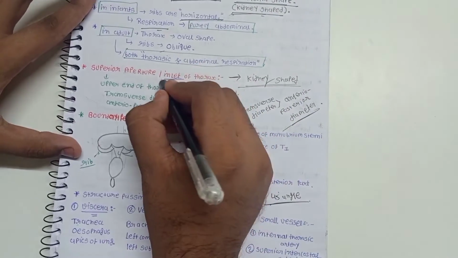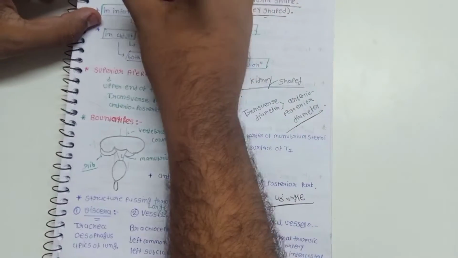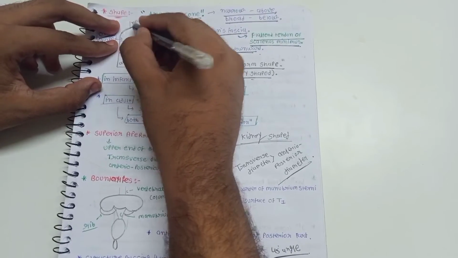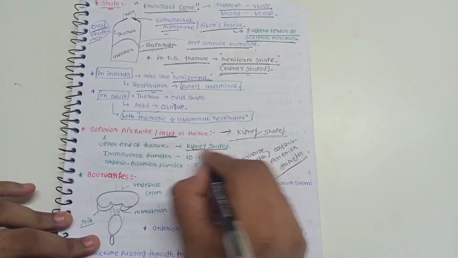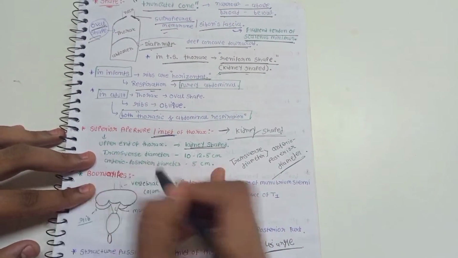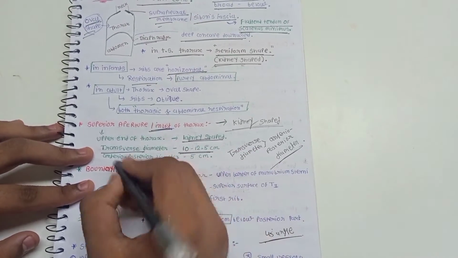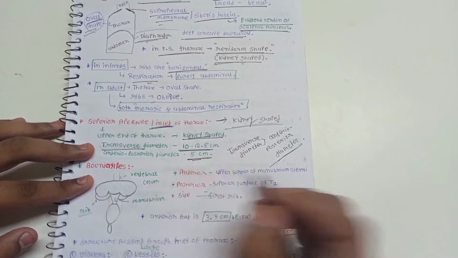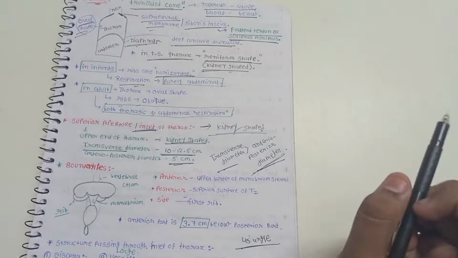Superior aperture, or inlet of the thorax. The inlet of the thorax means the upper part of the thorax, between the neck and the thorax. The upper part of the thorax is kidney shaped. Please remember these diameter values. The transverse diameter is 10 to 12.5 centimeters and the anteroposterior diameter is 5 centimeters. So the transverse diameter is much larger than the anteroposterior diameter.